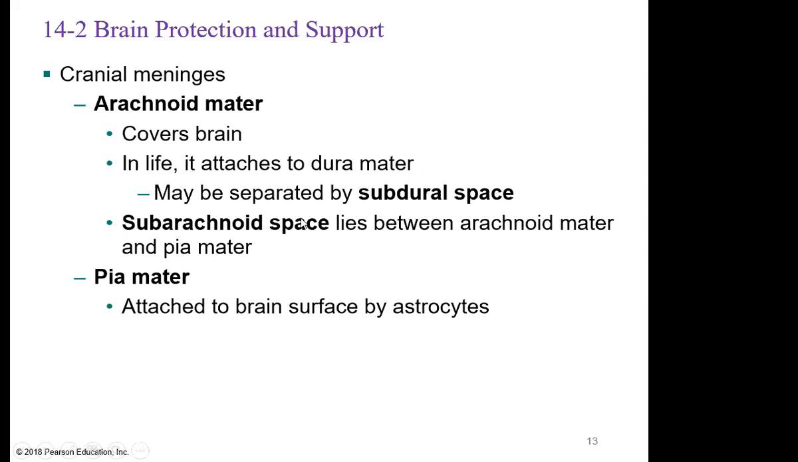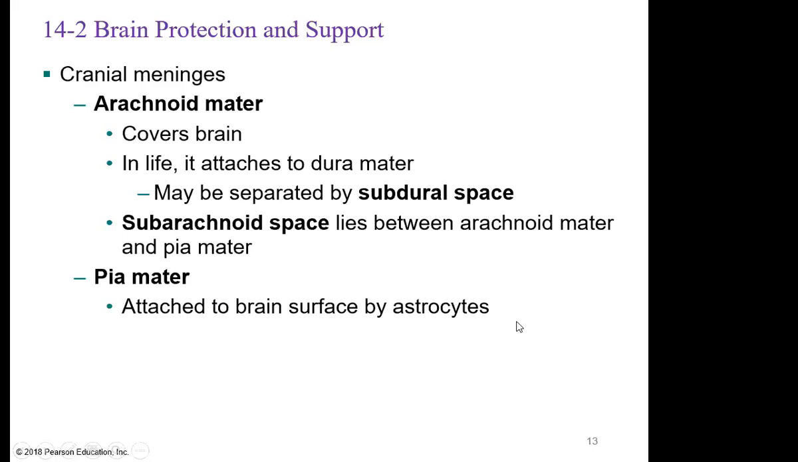The subarachnoid space is going to be the important space that I definitely want you to remember, because this is the space where you will have the cerebrospinal fluid flowing. So this is where your CSF is going to be. So it's a very, very important space within the brain, and this will be continuous with the spinal cord. So you'll also see CSF in the subarachnoid space around the spinal cord. And then the pia mater directly attached to that brain surface by astrocytes.